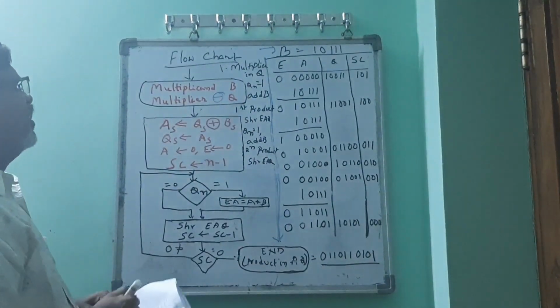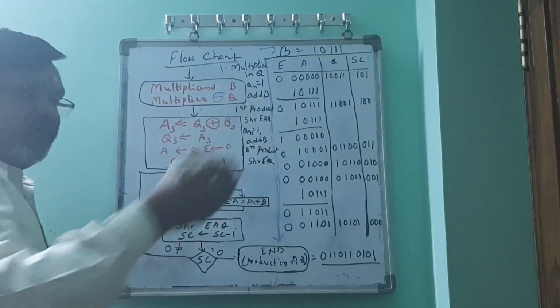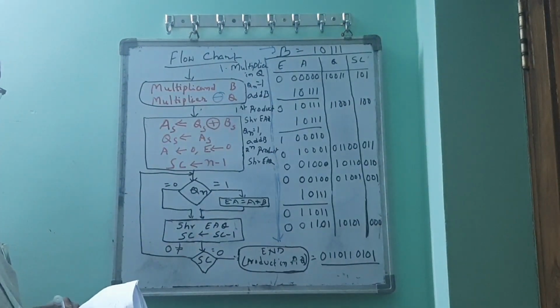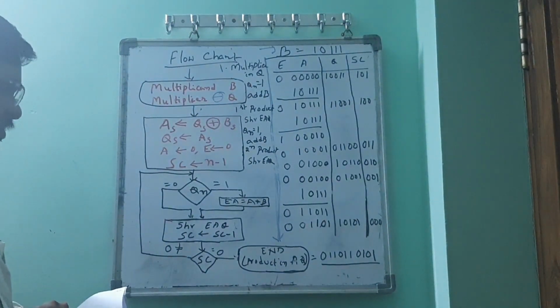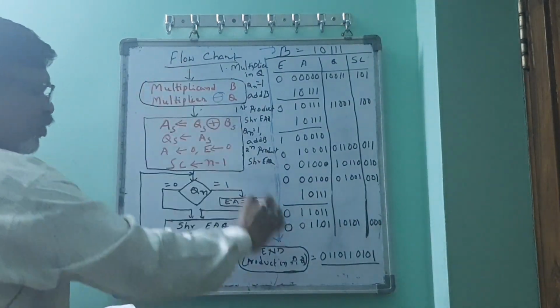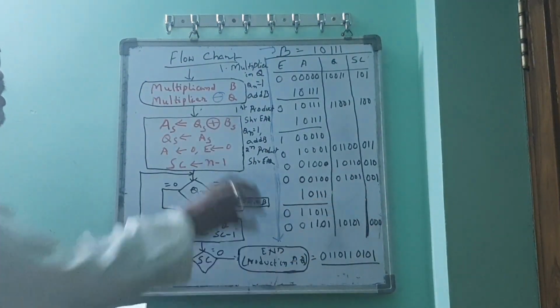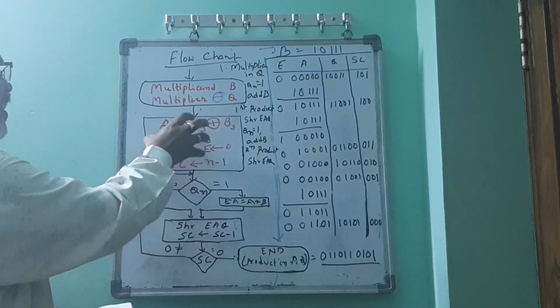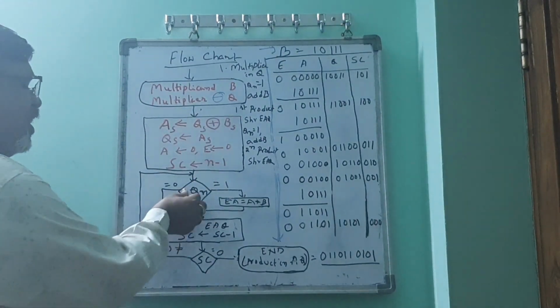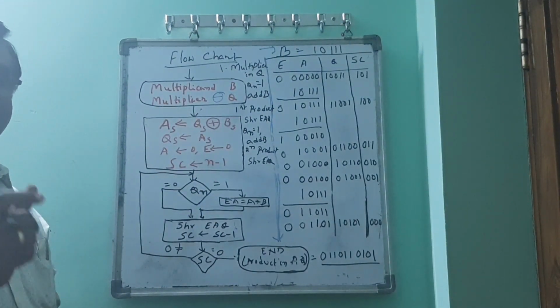Here you know very well the symbols for flowcharts, as you have learned in your first year. Input and output symbols are in oval shape. Process symbols are in rectangle shape. This diamond symbol is used for decision making.